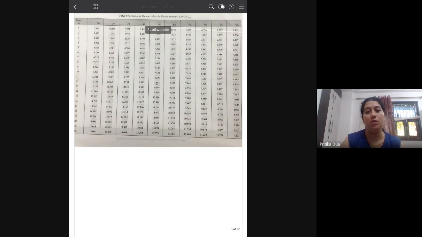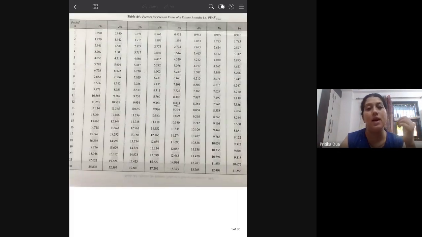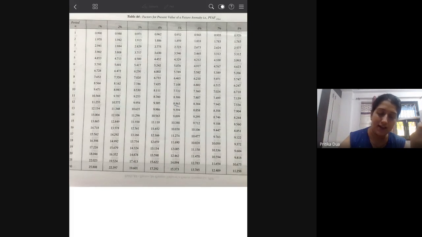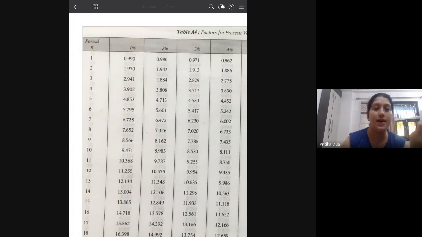So, aapko online mil jayega. Aapko abhi, you people are not having your books. Otherwise, I'll share this on the classroom also. So you have four types of tables. Two tables are for calculating present value, and two tables are for calculating the future value. Just to give you an idea, this is what a table looks like.